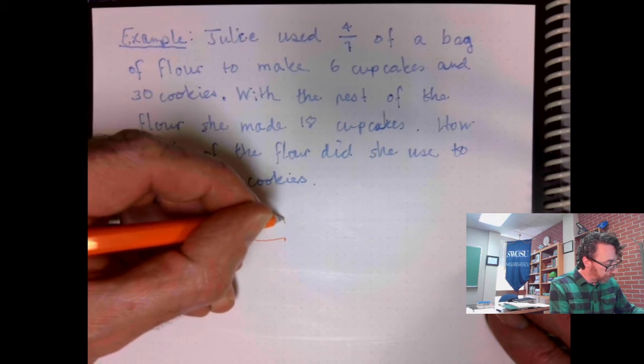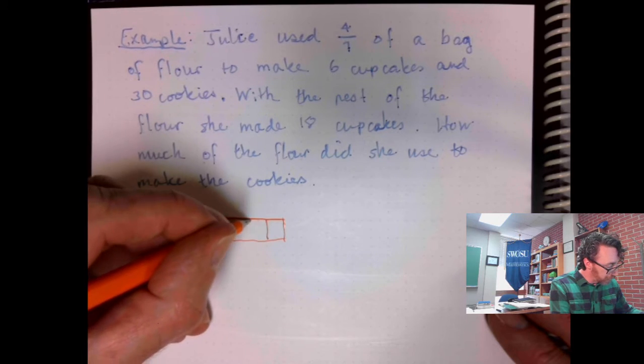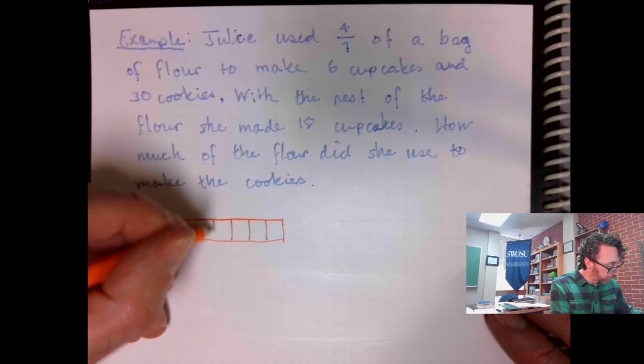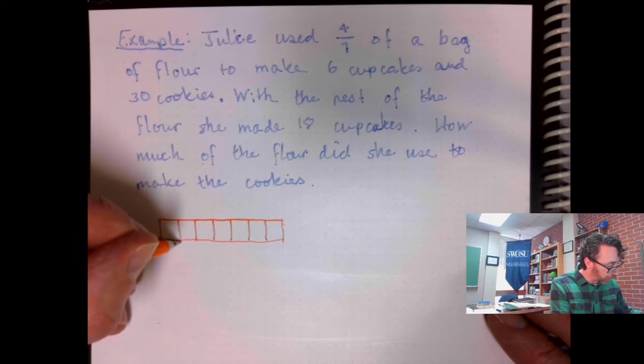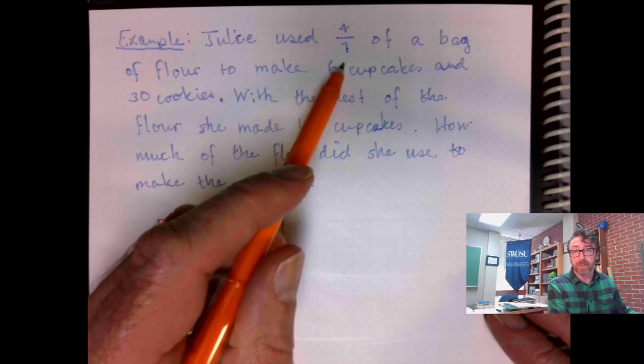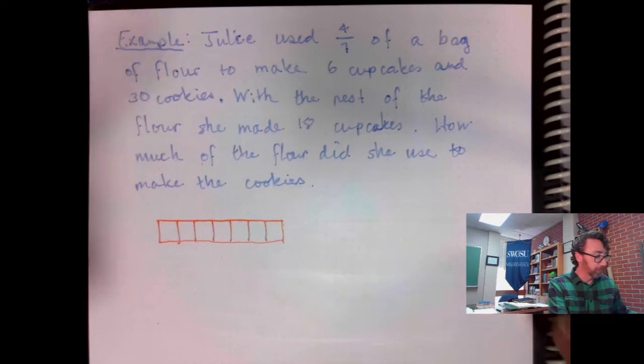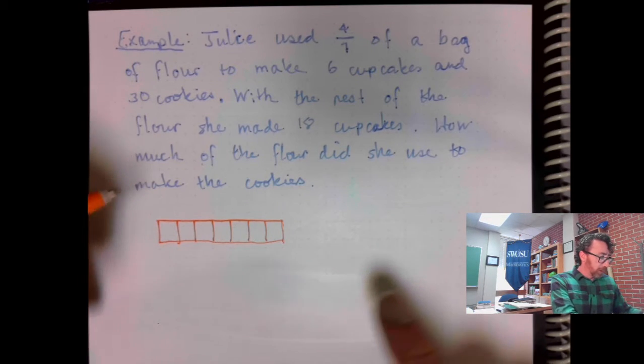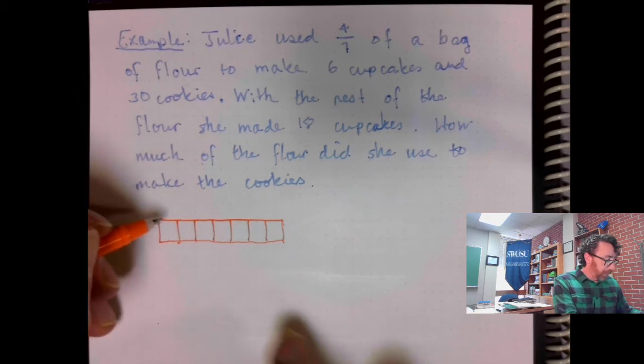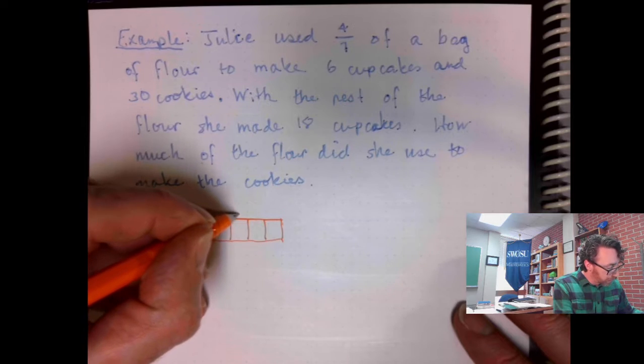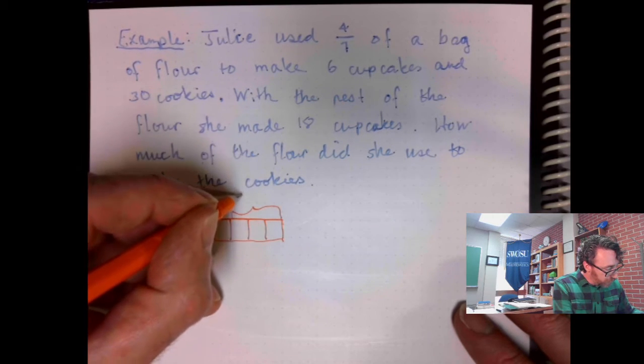As before, I'm going to break this up into 7 pieces, because once again in this problem, the denominator in my fraction is a 7. 4/7, this was the cupcakes and the cookies.